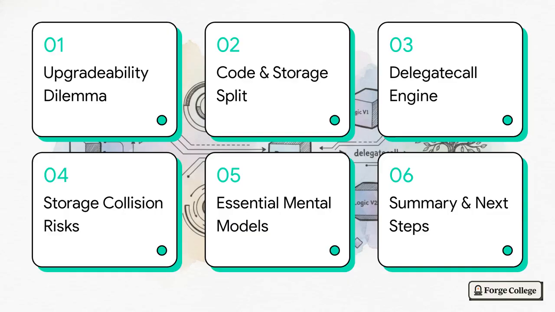Here is our blueprint for this explainer. First, the upgradeability dilemma. Second, splitting code and storage. Third, the delegatecall engine. Fourth, storage collision hazards. Fifth, 3 essential mental models. And finally, summary and next steps.